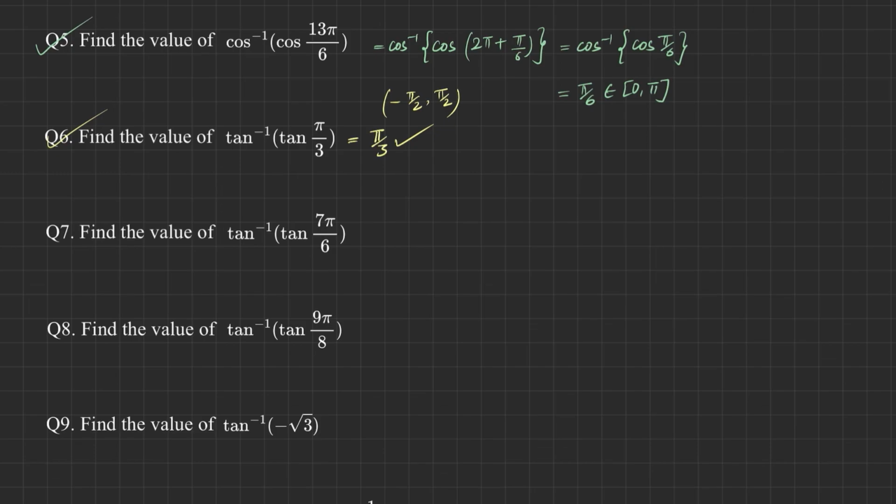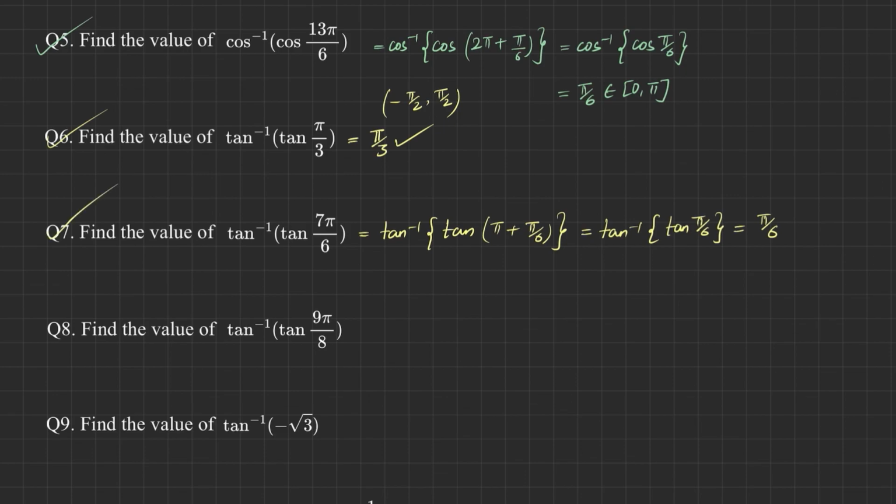Okay. Next, question number 7, find the value of tan inverse tan 7 pi by 6, which of course does not belong to its principal range, so we have to adjust it. So it will be tan inverse tan, and 7 pi by 6 can be written as pi plus pi by 6. Now tan of pi plus theta is plus tan theta, because this is in the third quadrant, and in the third quadrant tan is positive, so here it will be tan pi by 6. So hence the answer is pi by 6.